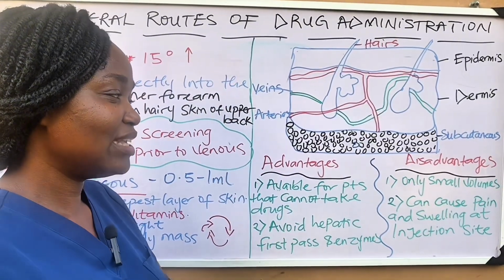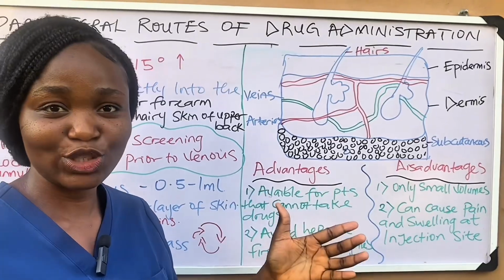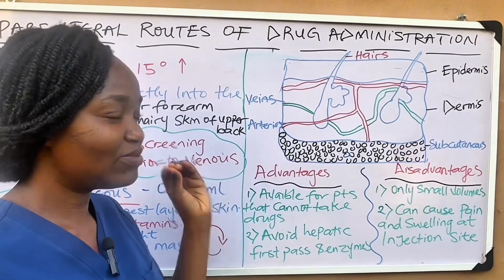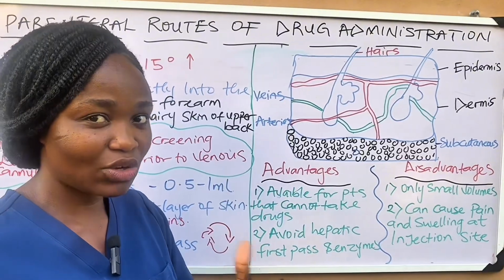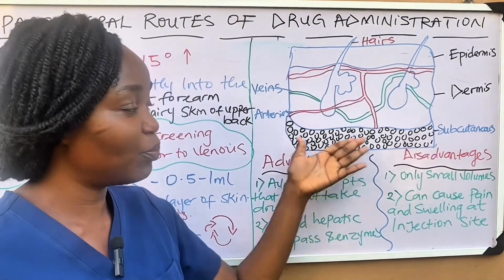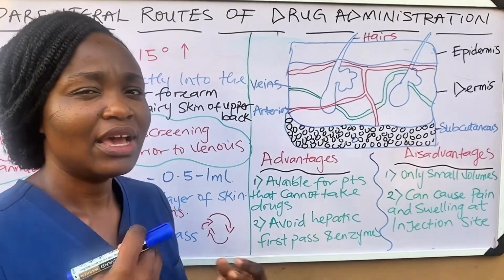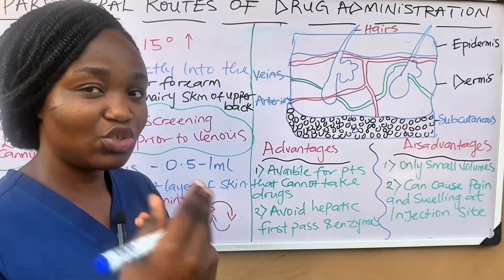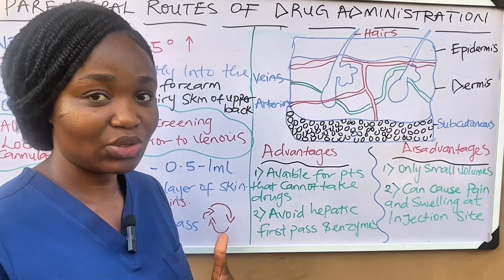Another disadvantage is that it can cause pain and swelling at the injection site. As a nursing student, it is very important for you to know the right way to avoid creating this effect. So if we already know that there's a risk for pain and swelling at the injection site, then it's important for you to administer that drug in the right manner to reduce the incidence of pain and swelling.